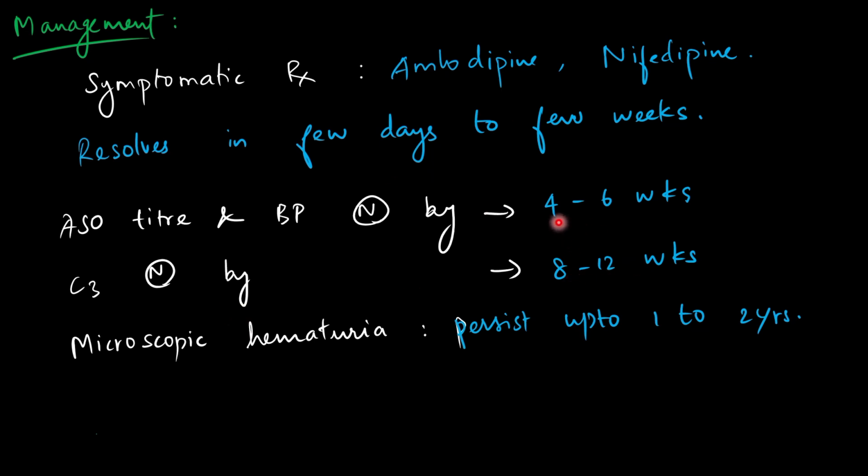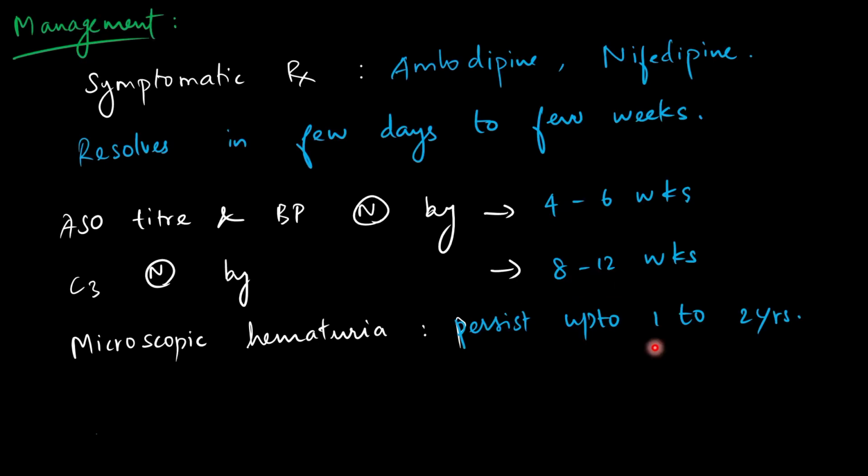You can remember it this way: 4 to 6 weeks is for ASO titer and BP, blood pressure. You have to multiply it by 2, so you will get 8 to 12, right? 4 into 2 is 8 and 6 into 2 is 12. So we can remember it that way. C3 will be normal by 8 to 12 weeks, and ASO titer and BP will be normal by 4 to 6 weeks. And microscopic hematuria can persist up to 1 to 2 years.